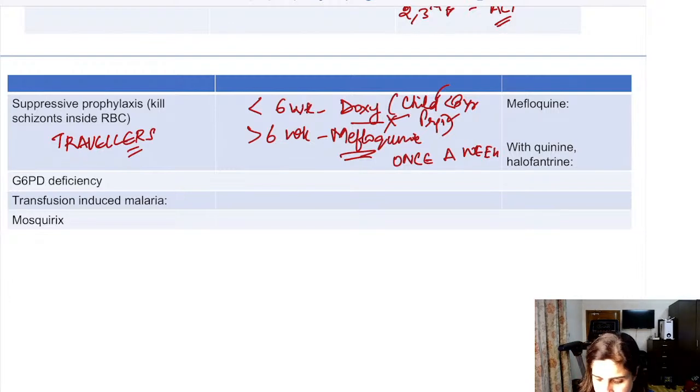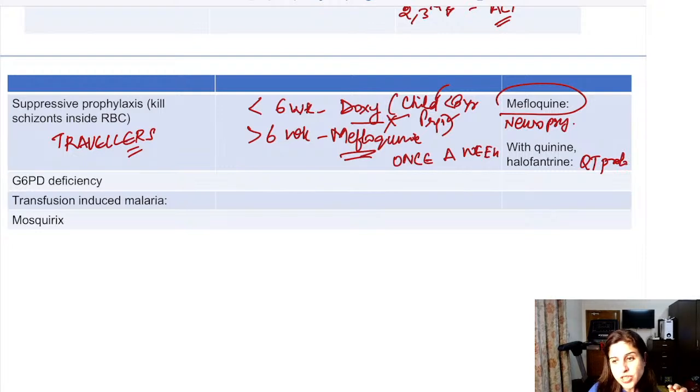Important side effect which is seen with mefloquine are your neuropsychiatric manifestations. Neuropsychiatric manifestations can be seen with mefloquine, and along with it, if quinine and haloperidol are given together, then there is risk of QT prolongation. QT prolongation.